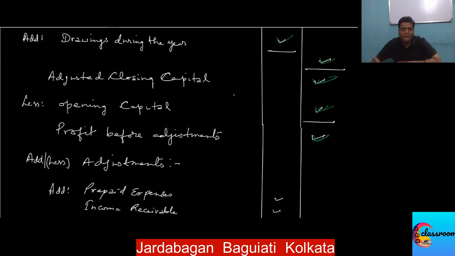This is a profit before adjustments, because as I said, capital is assets minus liabilities. The balance sheet that we consider for finding out the closing capital is all assets minus liabilities. It might be there are certain adjustments which are yet to be carried out at the end of the year, but we have not considered the revised figures of the assets and liabilities when we consider the closing balance sheet.